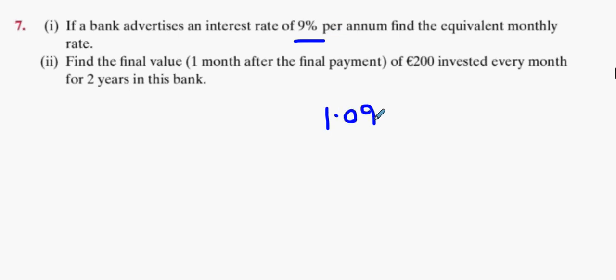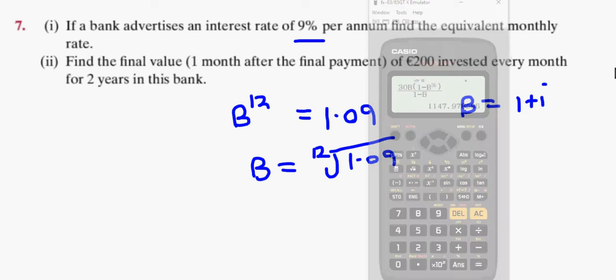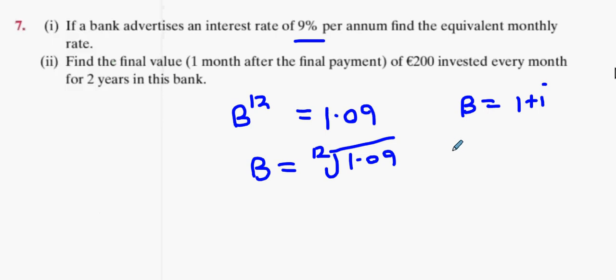1.09. I need a monthly rate called b to the power 12, which will equal this. Is that alright? So b equals the 12th root of 1.09. b is effectively 1 plus i. So you put the 12th root of that into your calculator. Shift 12th root of 1.09. And then you go, no bother, store it. Store B. B is now 1.0072. Happy days.